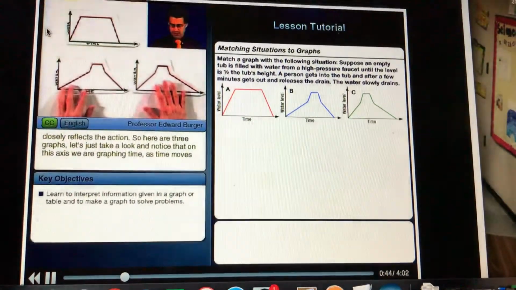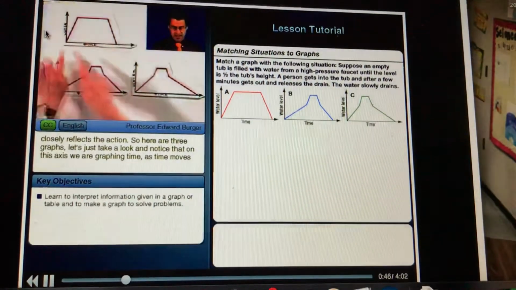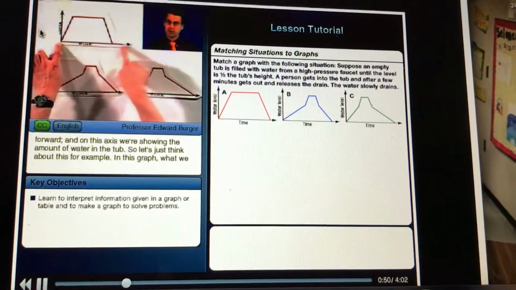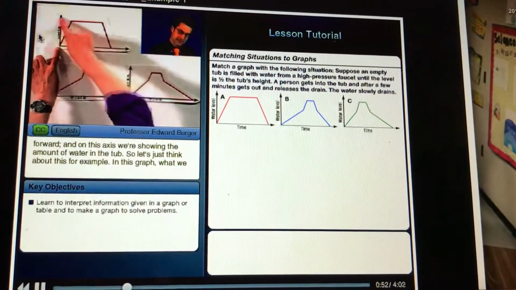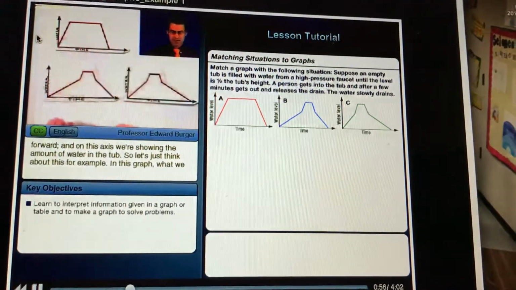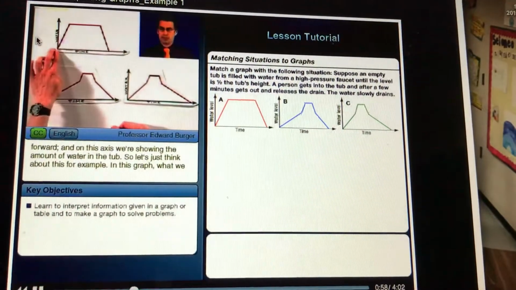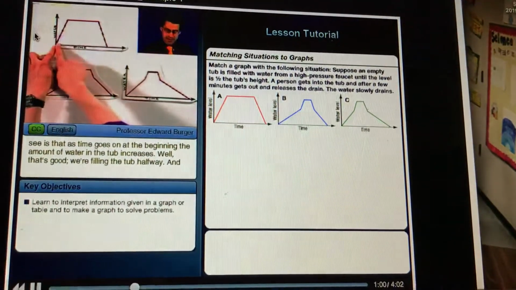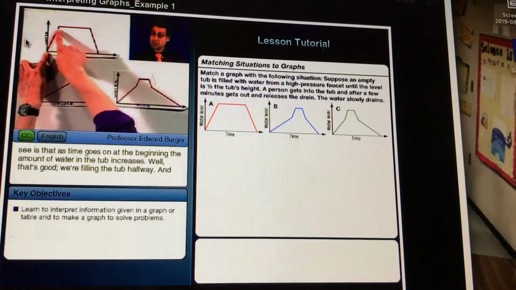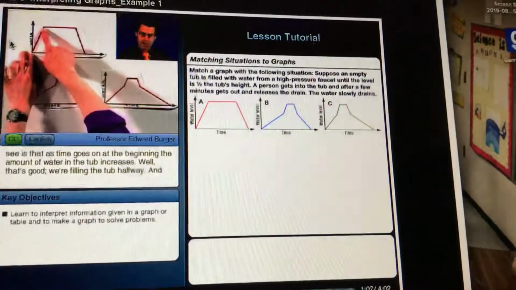So here are three graphs. Let's just take a look and notice that on this axis, we're graphing time as time moves forward. And on this axis, we're showing the amount of water in the tub. So let's just think about this, for example. In this graph, what we see here is that as time goes on, at the beginning, the amount of water in the tub increases. Well, that's good. We're filling up the tub halfway.